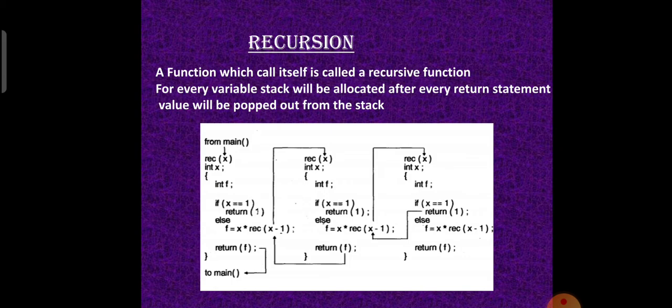This time x is 1. So control comes back to the previous recursion with the value 1. Similarly, recursion evaluates the return value and finally 6 is returned to the main function and 6 will be printed. This is the use of a recursive function.